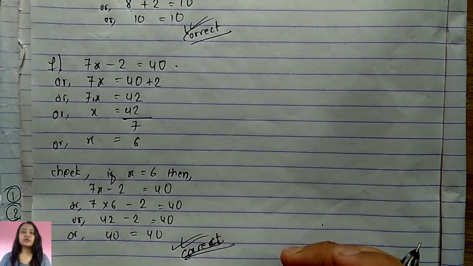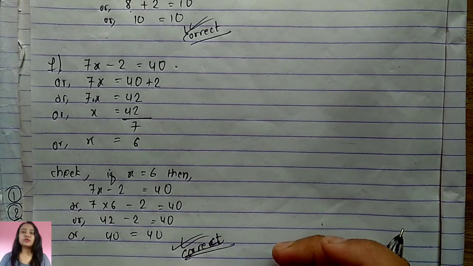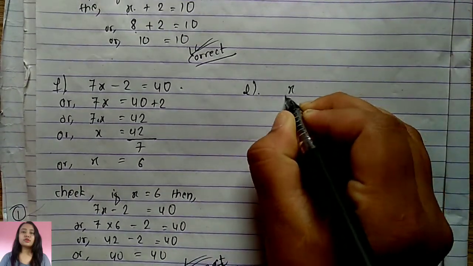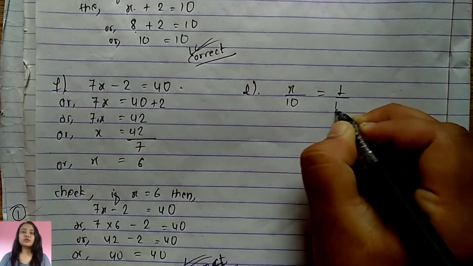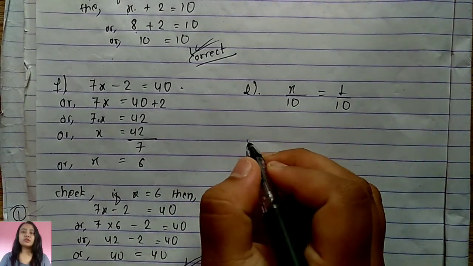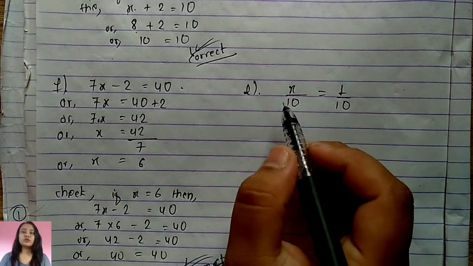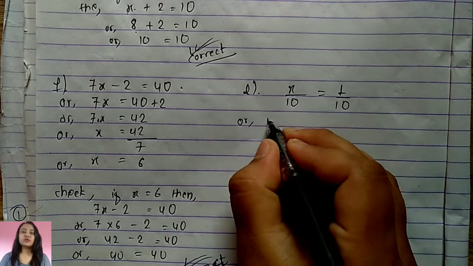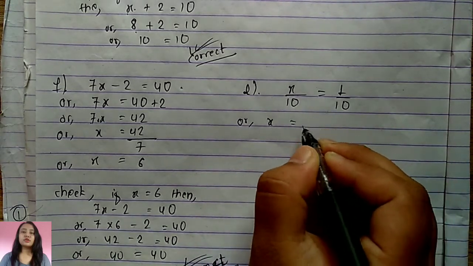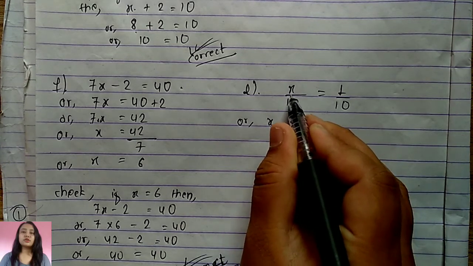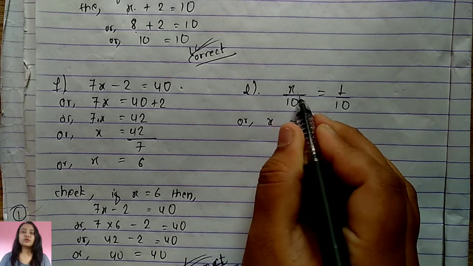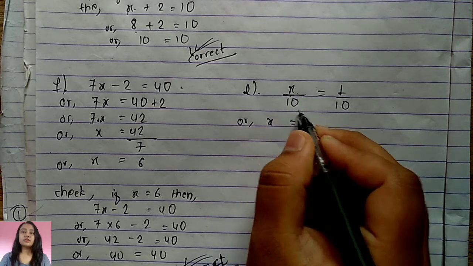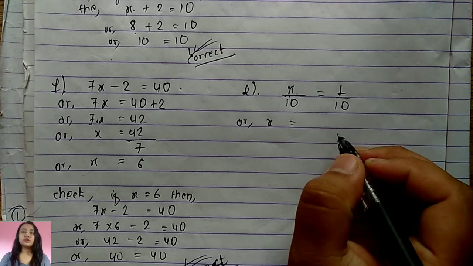Similarly, I'll provide you another example also. Another example will be question number L. In question number L, we have x upon 10 equals 1 upon 10, right? So in this case, what we need to understand is that we have to find the value of x. So for finding the value of x, I'm keeping the x only here and writing the equals. Here is the division sign, and as I've said, when there is division, then when it goes to the other side, it will be the multiplication sign.